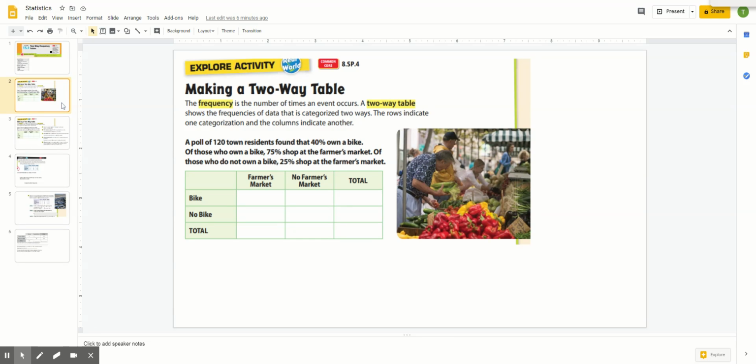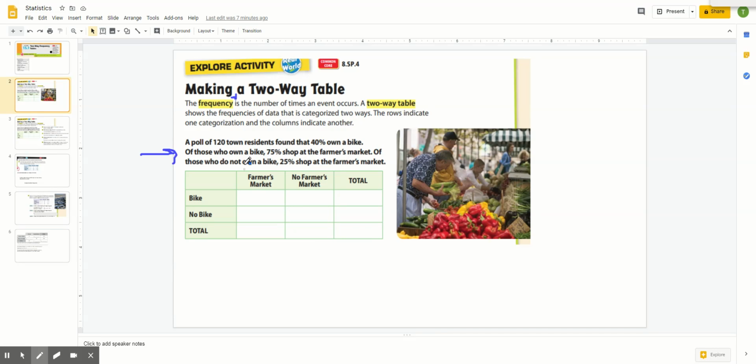So here we go, making a two-way table. This is our first step, completing our table based off of our situation here. We're going to calculate the frequency, the number of times an event occurs. A poll of 120 town residents found that 40% own a bike. Of those who own a bike, 75% shop at a farmer's market. Of those who do not own a bike, 25% shop at a farmer's market.